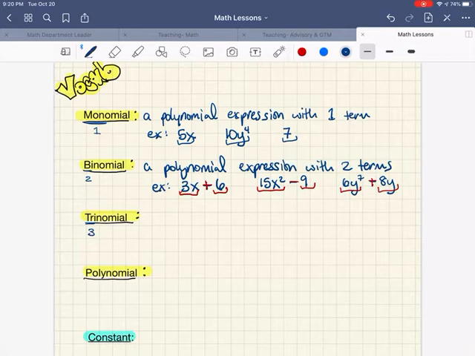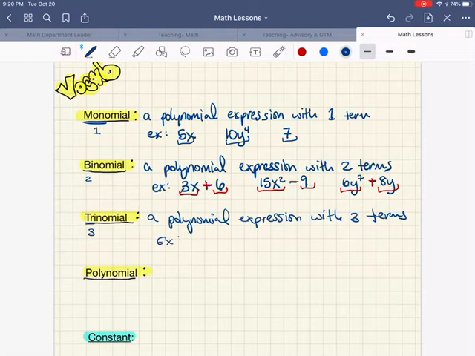Okay, so a trinomial is a polynomial expression with 3 terms. For example, x squared plus 8x minus 9. Like a quadratic, that would be an example in this case. You can also have a quadratic that's a monomial. For example, 5x squared. I'm sorry, what am I saying? I meant to say 5x squared.